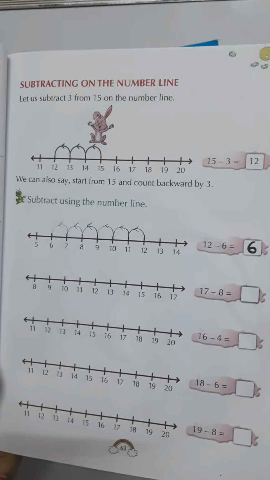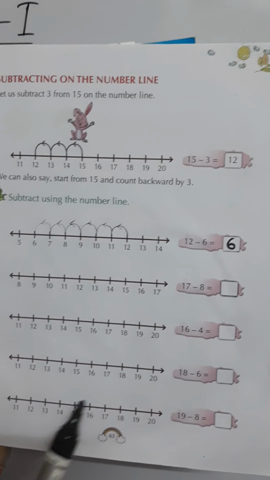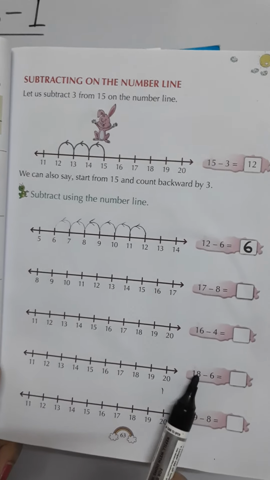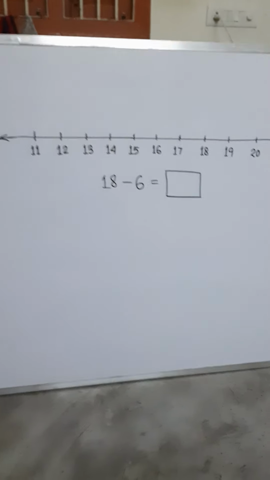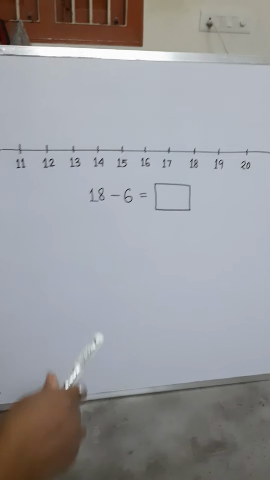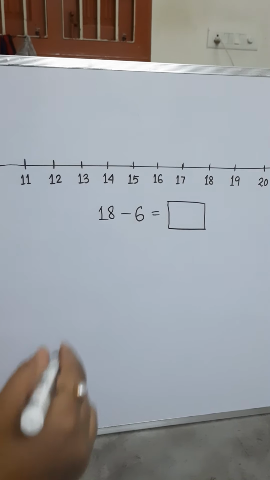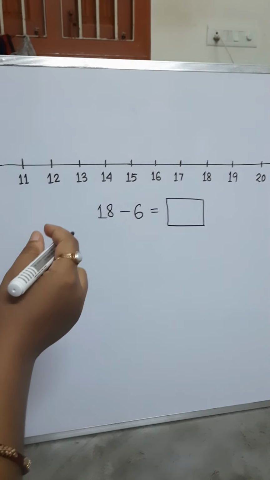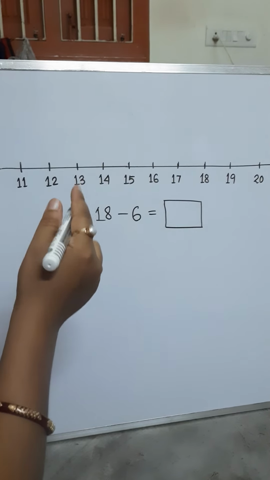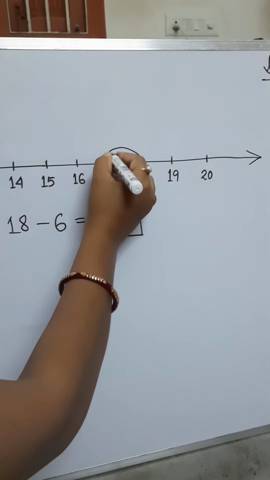For your better understanding, I will give one other example, that is this one, 18 minus 6. So now we have to do some board work. We have to subtract 6 from 18. So we have to start the number line from 18. That is 18. Next 17.